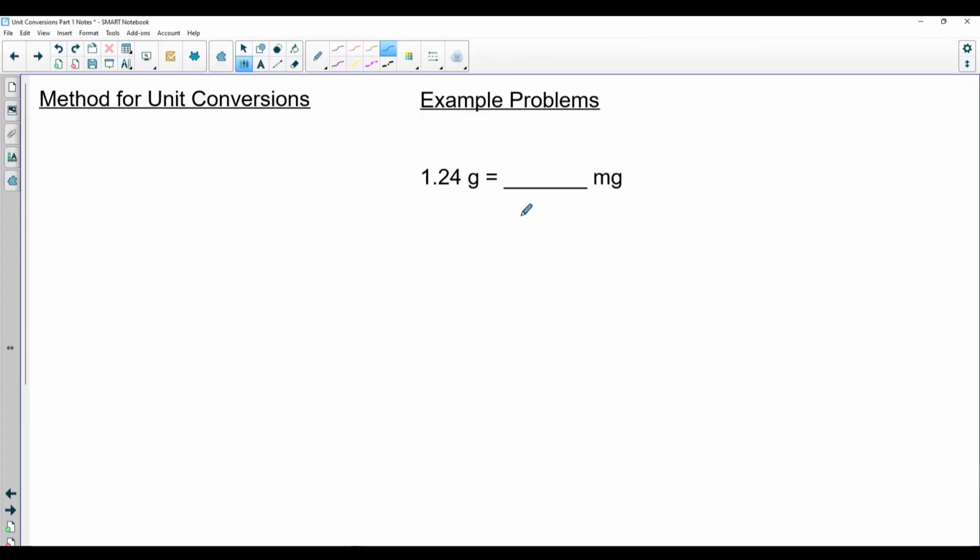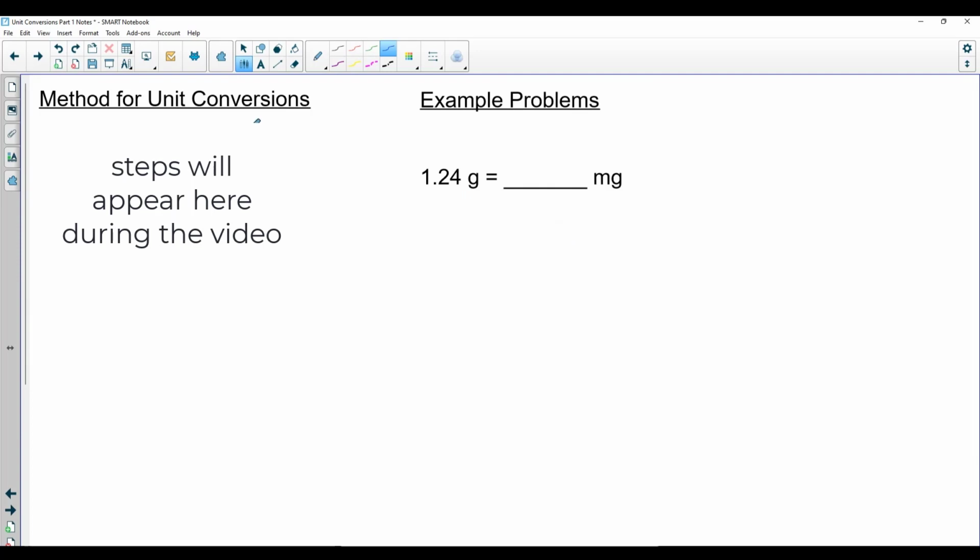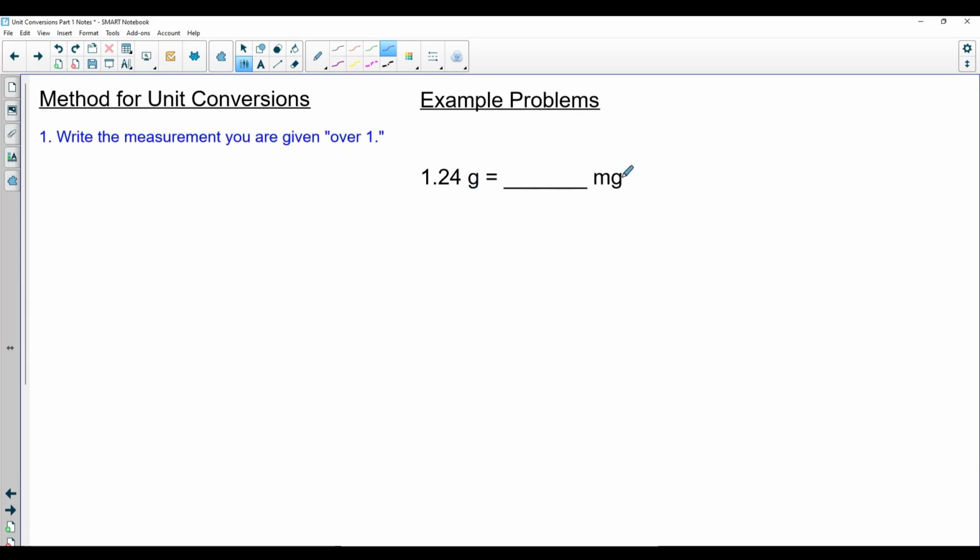All right, for the next thing, we're going to learn the method for unit conversions. And soon you'll memorize this entire process, but for now, I do want you to write down the numbered steps that are going to be over here on this side. So if we have an example problem here that looks like 1.24 grams is equal to a number of milligrams, the first step is to write the measurement you were given over 1. And so that's as easy as taking 1.24 grams and writing it over 1. And that was a decimal, not a comma.